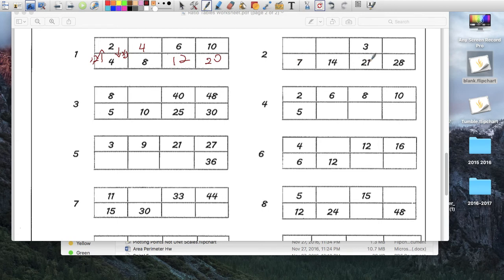Let's say 21 to 3, how did 21 become a 3? Divide by 7. So everything in that direction should be divided by 7. 7 divided by 7 is 1. 14 divided by 7 is 2. 20 divided by 7 is 4. Easy enough. Up and down, how does a 5 become an 8?